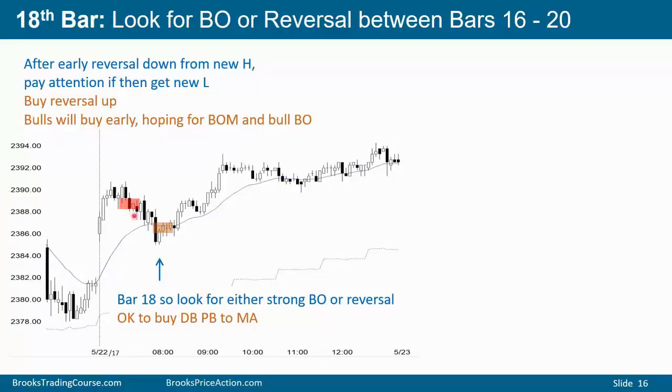Therefore, when the market gets to be around bar 18, bar 15, 16, 17, 18, 19, 20, and if it's near the low of the day, bulls are going to buy a reversal up, betting on a breakout above the 18-bar range. Likewise, if it's near the high of the day, around bar 18, bears will look to sell a reversal down, betting that instead of getting a breakout above the 18-bar range, the market's going to reverse down and break below the 18-bar range.